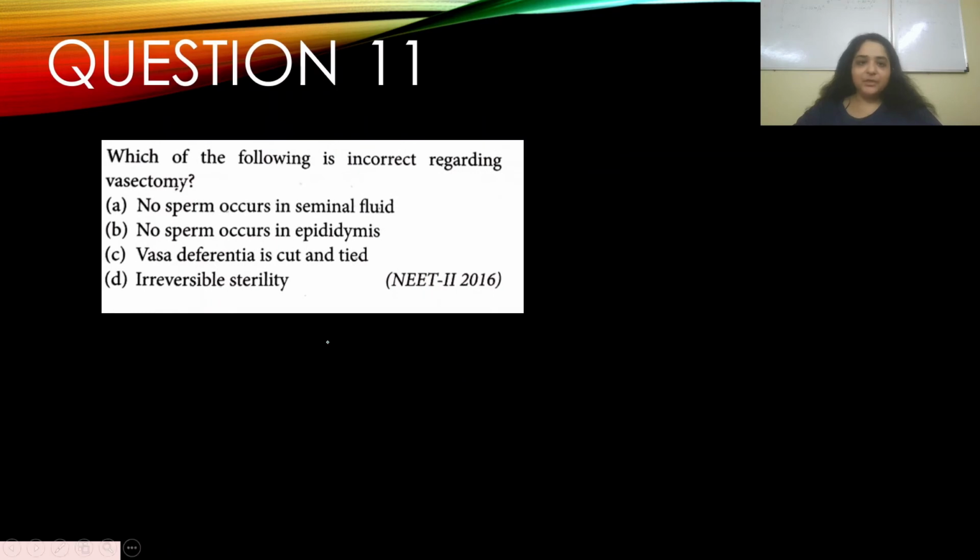Okay, let's move on then. Question number 11. Which of the following is incorrect regarding vasectomy? And this appeared in NEET 2016. A, no sperm occurs in seminal fluid. B, no sperm occurs in epididymis. C, vasa deferentia is cut and tied. D, irreversible sterility. Which of the following is incorrect? No sperm occurs in epididymis is the incorrect statement. So, the answer is B.